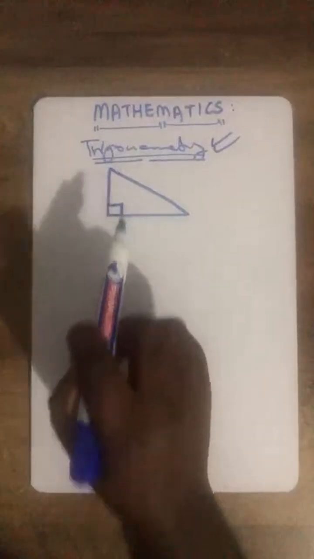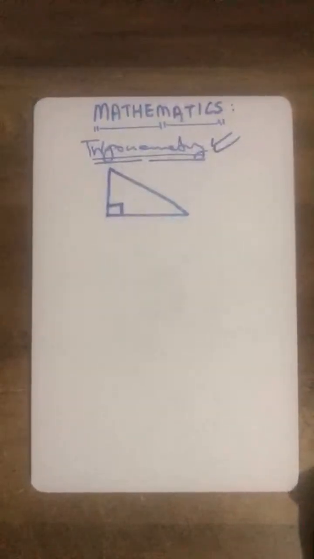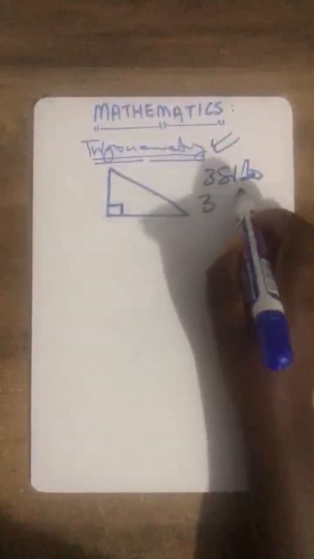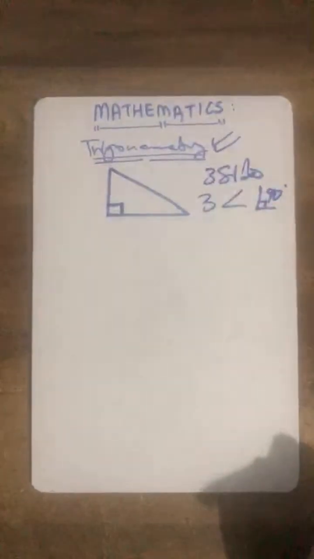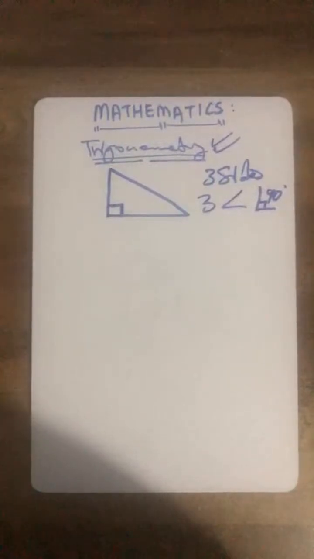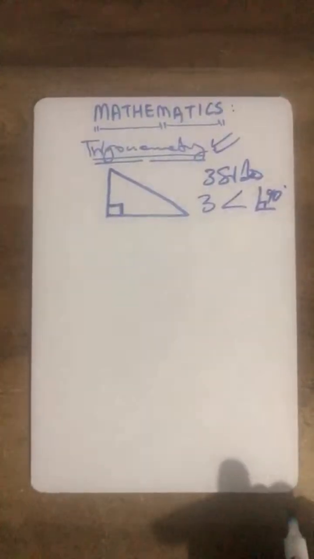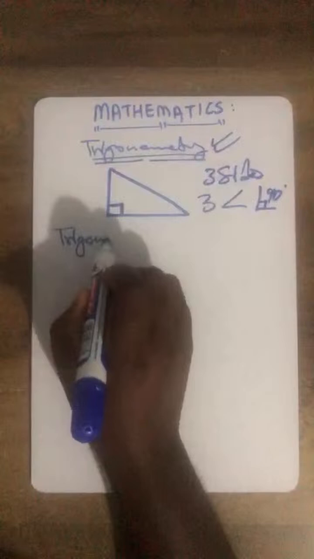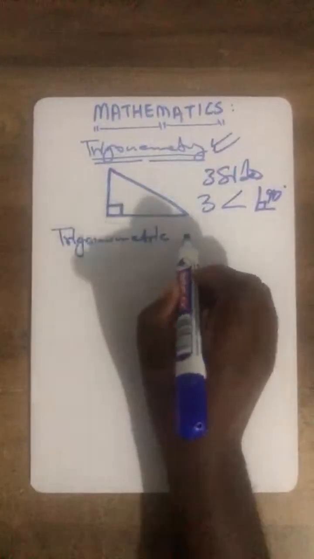Okay, now that we have got a right angled triangle, which has how many sides? 3 sides. Which has how many angles? 3 angles. And one of those angles is 90 degrees. Honorable members, for as long as you are dealing with a right angled triangle, all the questions related to that type of a triangle can be solved using what we call trigonometric ratios.